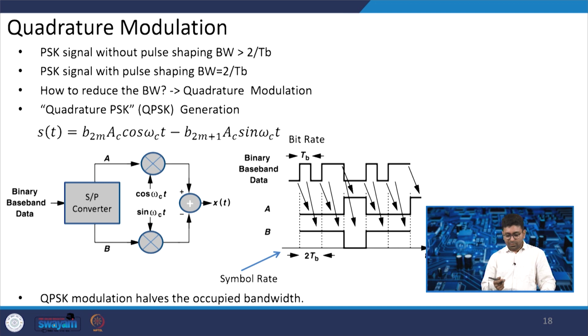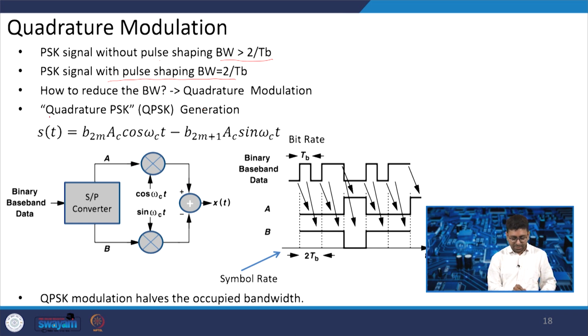Quadrature modulation. The way we have seen PSK modulation, now when we try to expand it: a PSK signal without pulse shaping has a bandwidth greater than 2/TB, but a PSK signal with pulse shaping has a bandwidth of around 2/TB. So how to reduce the bandwidth? What we try to use is quadrature modulation, so we reduce the effective bandwidth, and the generation of QPSK.